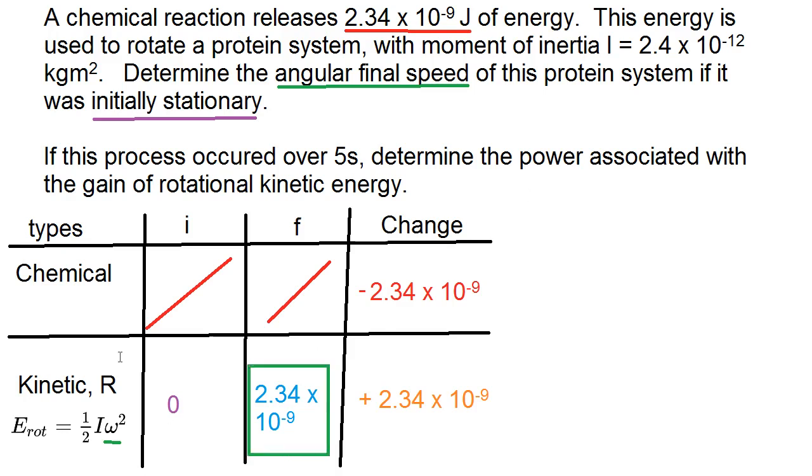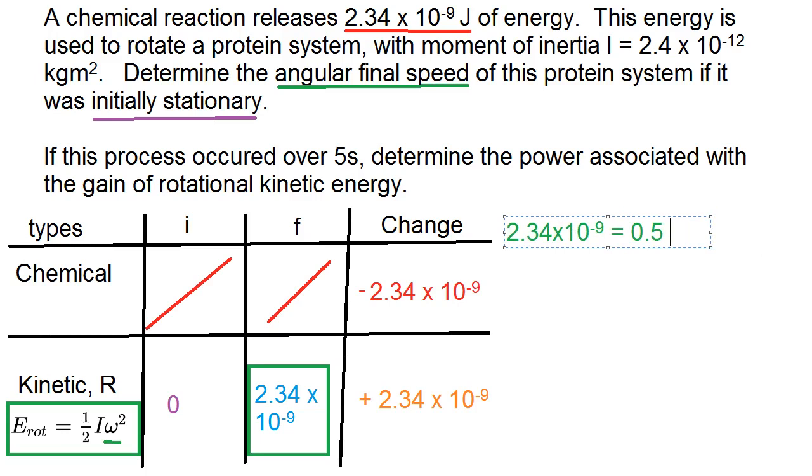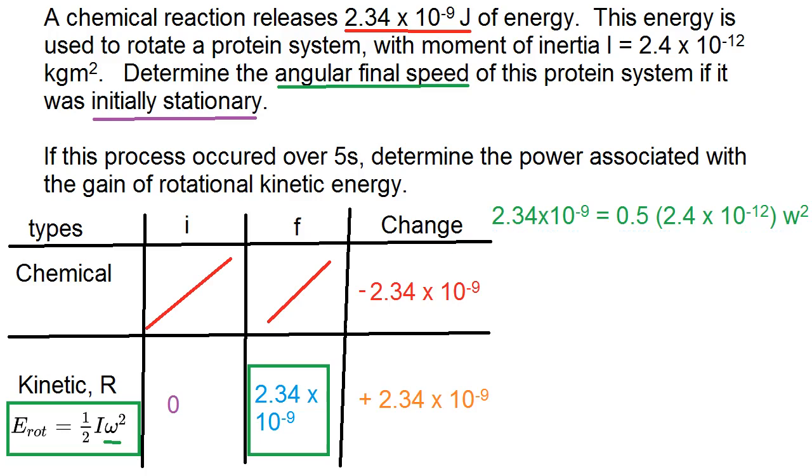Now, with this being said, we can use our characteristic equation to extract whatever variable we need. So putting this in, I know that my kinetic energy in joules here, in the final configuration, I know what it is. And this has to equal 1/2, or 0.5, times the moment of inertia, which we've been provided with. And this will be multiplied by omega squared. I'm just going to use W here in place of omega.